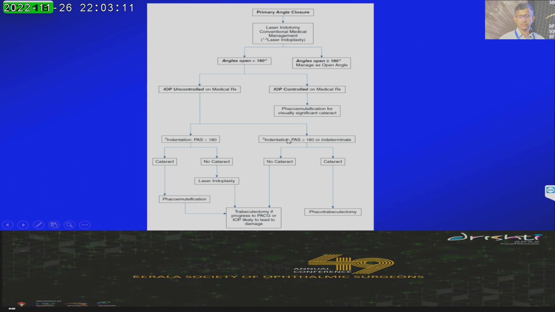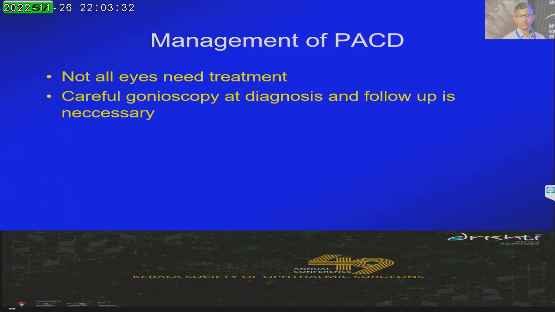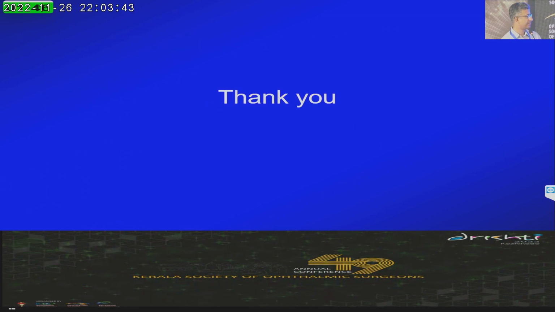If on indentation you have extensive PAS and the intraocular pressures are uncontrolled, if there is a cataract, consider doing a phacotrabeculectomy. If there is no cataract, again follow up, consider doing a trabeculectomy if the intraocular pressures are uncontrolled. So this is a fairly logical and sensible conservative way of managing angle closure glaucoma. So in the management of PACD, not all eyes need treatment, but careful gonioscopy is required in all eyes, both at diagnosis and follow-up as necessary. Thank you.